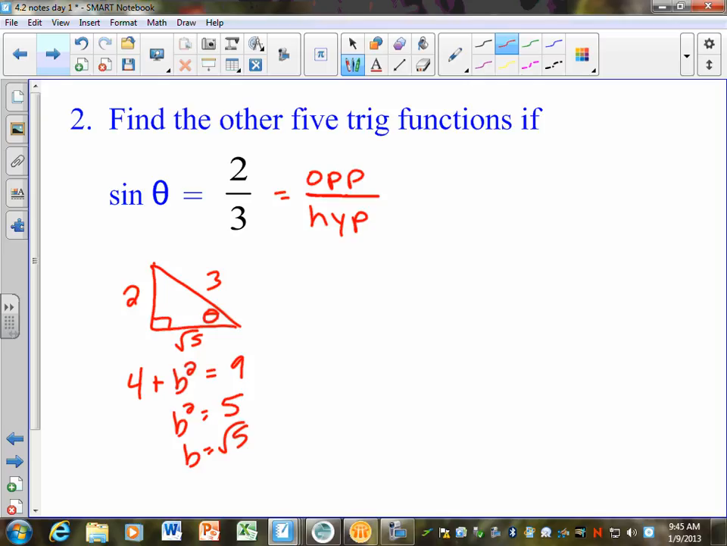Now we can just list these all out. We already have sine, so we don't really need to work it out. But could I find cosine of theta? And what would cosine be? Not opposite, right? CAA. Adjacent over hypotenuse, right? So I think that would be the square root of 5 over 3.